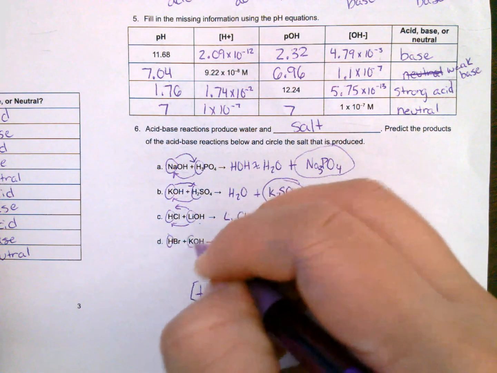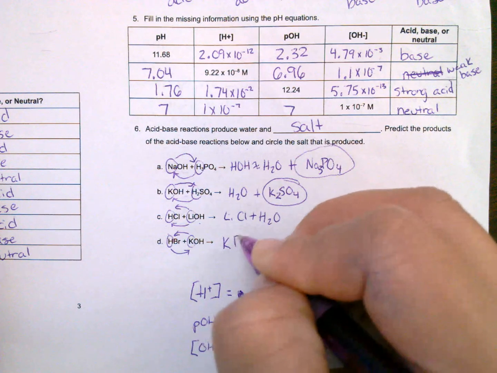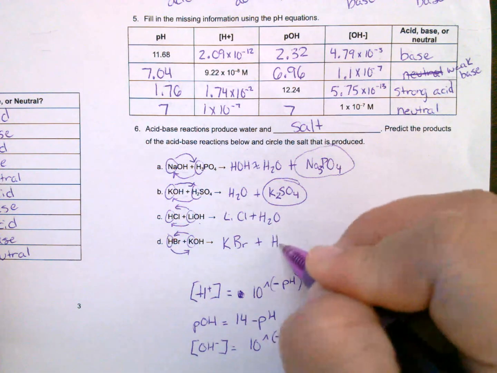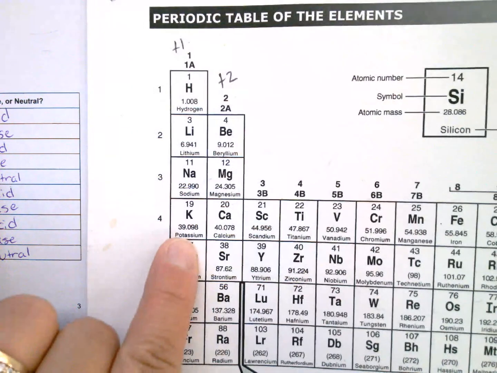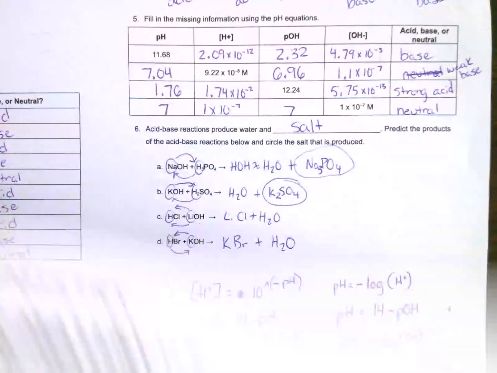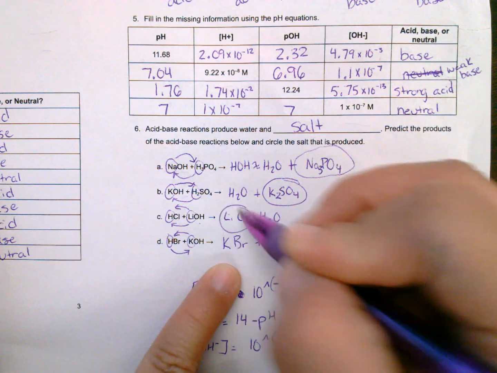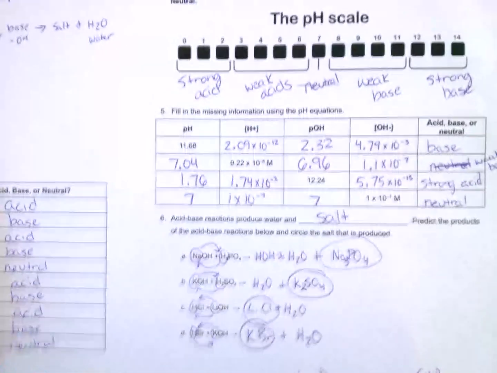And the last one, hydrogen is switching with potassium. So now potassium will be with bromine, and hydrogen will be with OH, which again is H2O. Potassium has a +1, bromine has a -1, so there's no crisscross needed. And I forgot to circle the salts for the last two. There we go. All right.